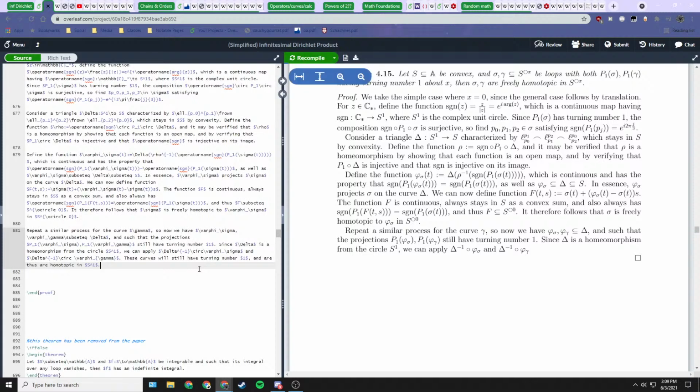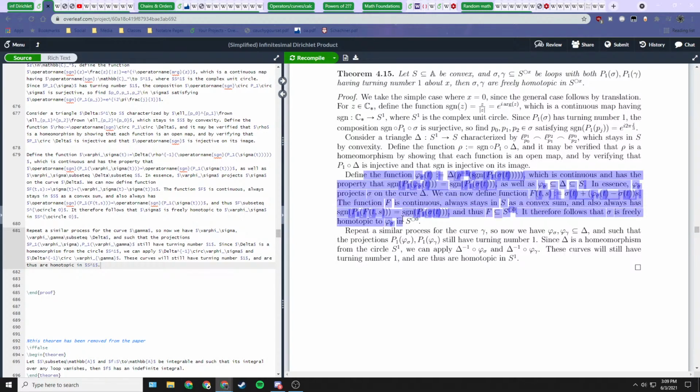And that is pretty much the whole proof. So once we project varphi sigma onto delta, we repeat a similar process for the curve gamma. So now we have varphi sigma and varphi gamma as subsets of delta. Of course, sigma is homotopic to varphi sigma, and gamma is homotopic to varphi gamma. These projections still have turning number 1. Since delta is a homeomorphism from the circle S1, we can apply delta inverse on these curves.